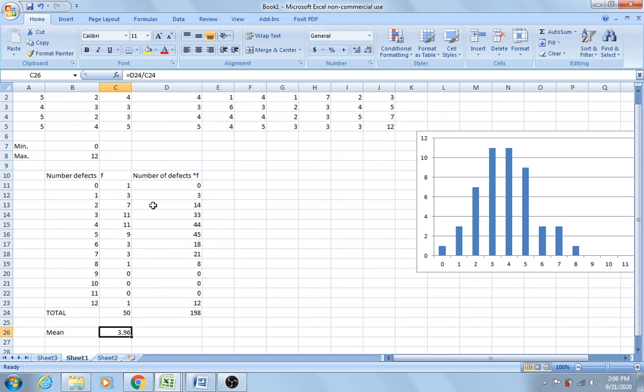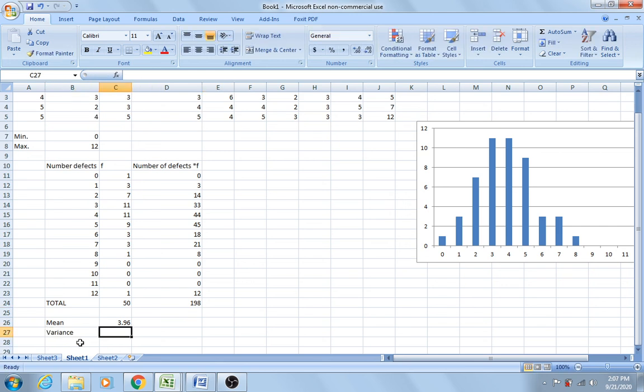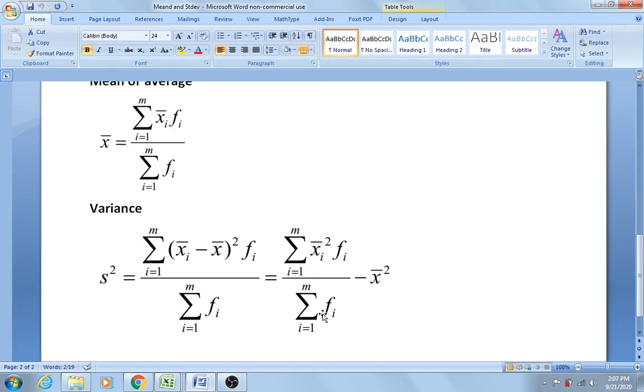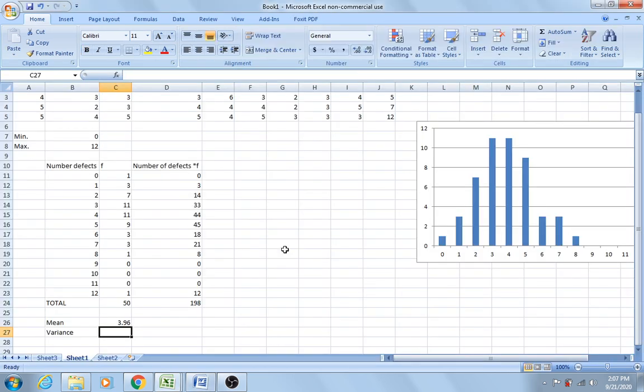But even if the data is counting data, it is okay to have decimal in your mean or in your standard deviation. Okay, now we're going to calculate the variance of the number of defect. The variance, I'm going to come back to this formula. I'm going to use the alternative formula. So we need to calculate the middle point of the interval. Here we don't have interval, we have a point.